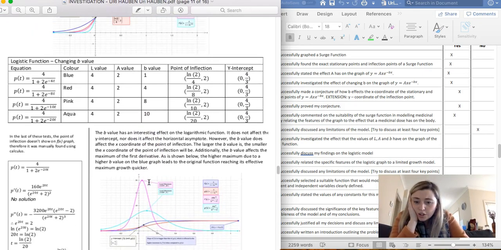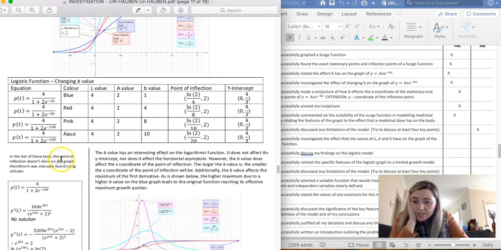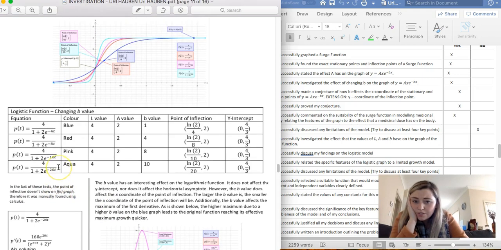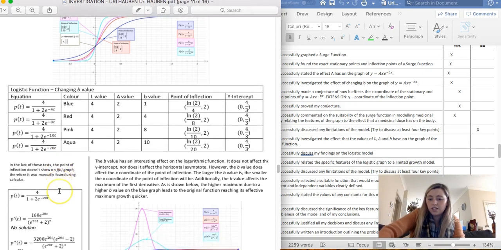Okay, so we've got two sort of columns here. In the last of these tests, the point of inflection doesn't show on the f(x) graph, I'm using the calculus. So point of inflection, which one? Point of inflection does not show. Is that the aqua one? Is that what you're saying? So this one here.